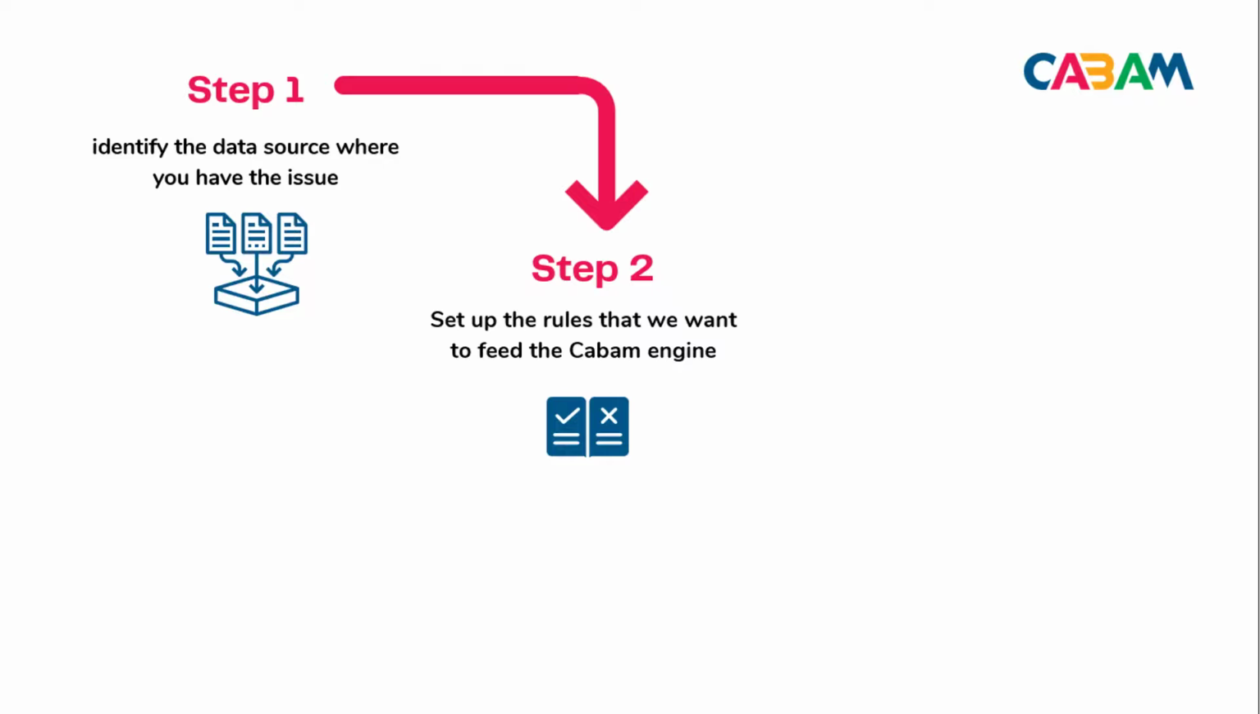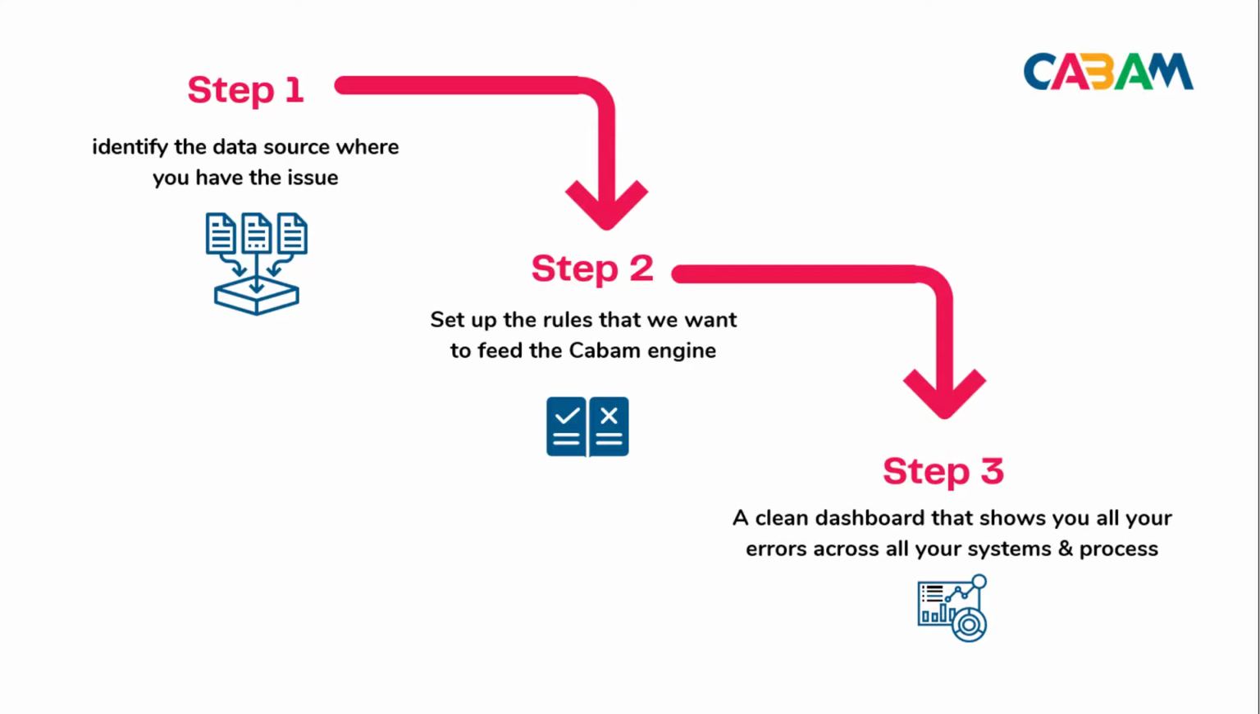The engine will crunch the data, take those rules, apply the rules, and spit out data so that it's easy for us to view it on a nice dashboard. So you'll get a clean dashboard that shows you all your errors across all your systems, across all your processes, consolidated on this one page from which you can drill down and drill up to find more detail.